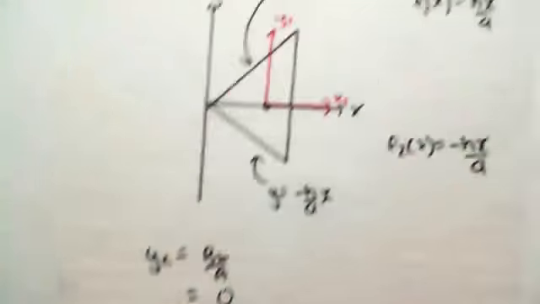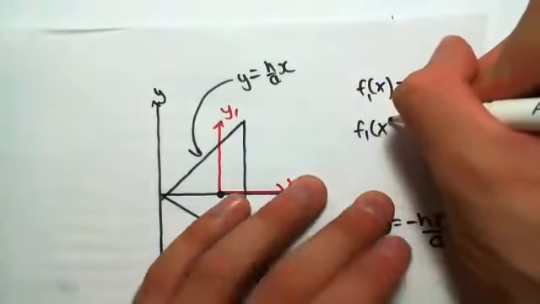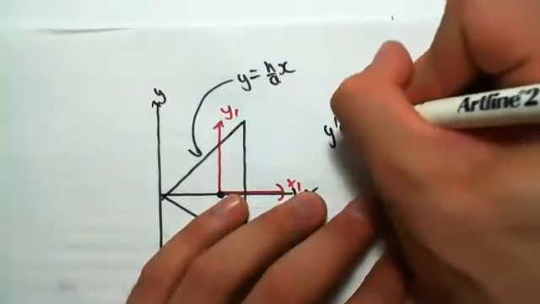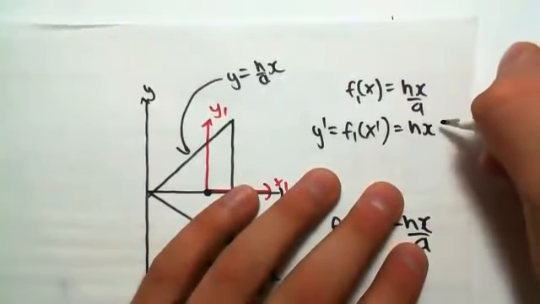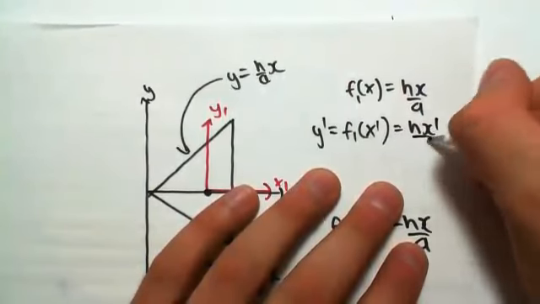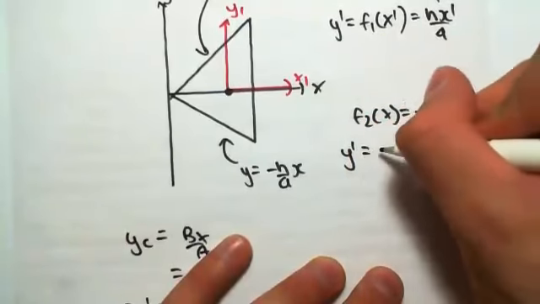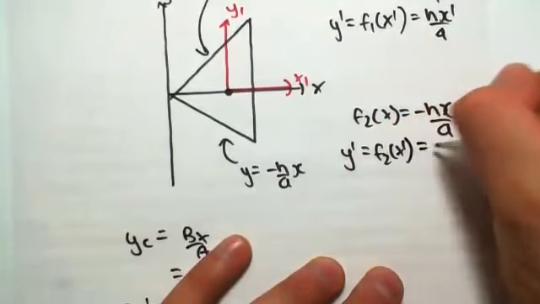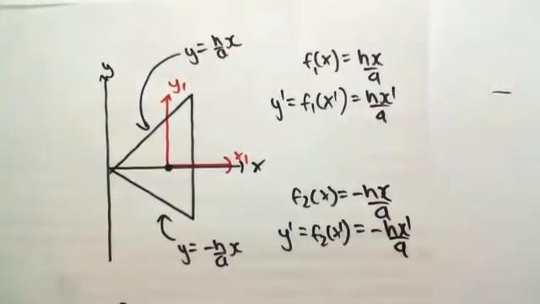Okay, which makes things very simple, because that means that f1 of x dash, or y dash, equals f1 of x dash, which equals hx dash on a. Similarly, y dash equals f2 of x dash, which equals minus hx dash on a. So that makes it very simple.